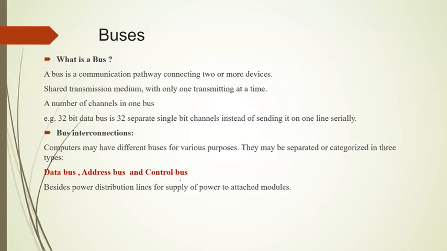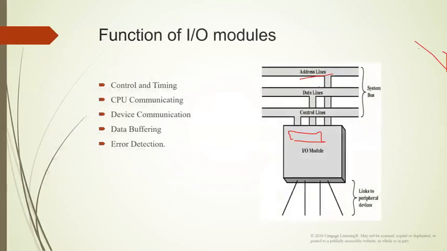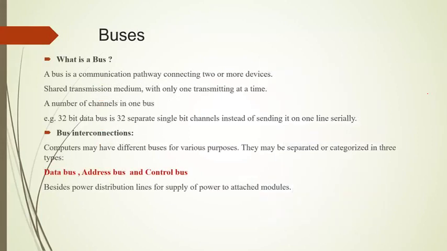Okay. Bus interconnections. A computer may have different buses for various purposes. They may be categorized into three types: data bus, address bus, control bus. I think you now have a brief idea about why there is data, address and control. Besides these, there is a power distribution line for supplying power to attached modules. It is similar to a bus, but uses a different technique, and it does not send data.